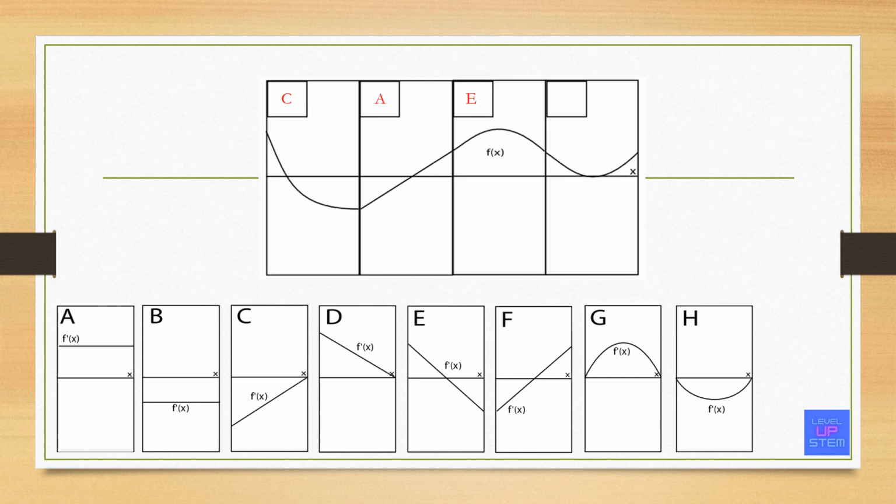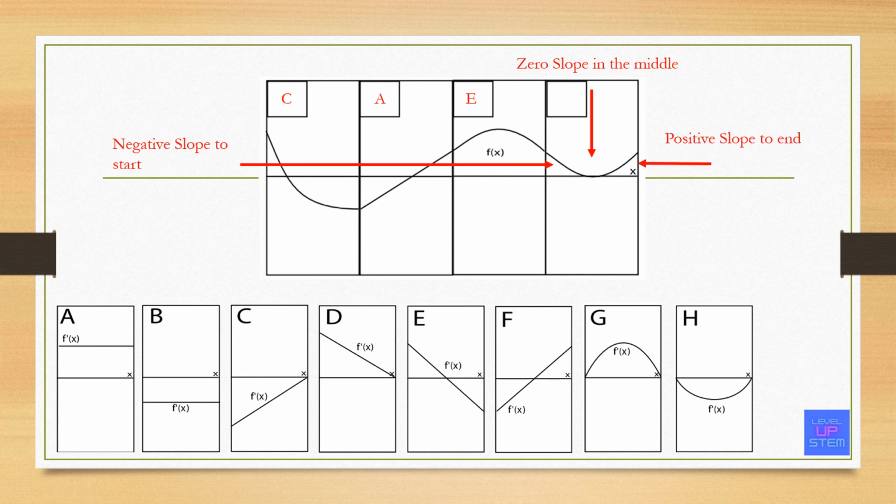Okay, moving on to the last part. It's basically the same thing, but the opposite. You can pretty much guess right now what you think it is, but we'll still go over it. It's a negative slope to start, a zero slope in the middle, and a positive slope to end. So it's the same thing, but basically the reverse. If you said F, you would be correct.